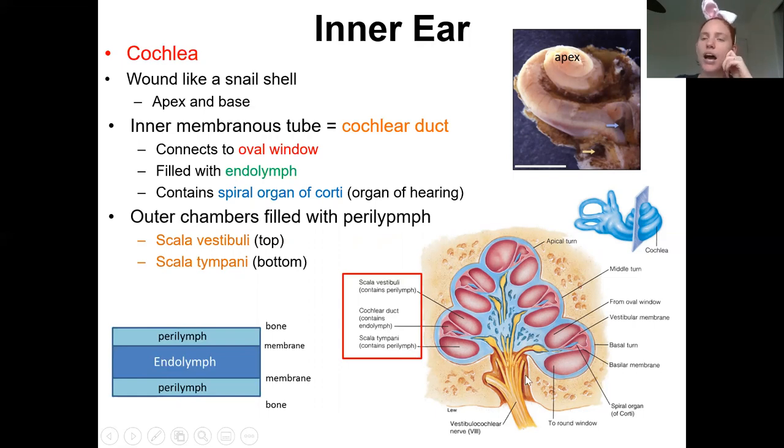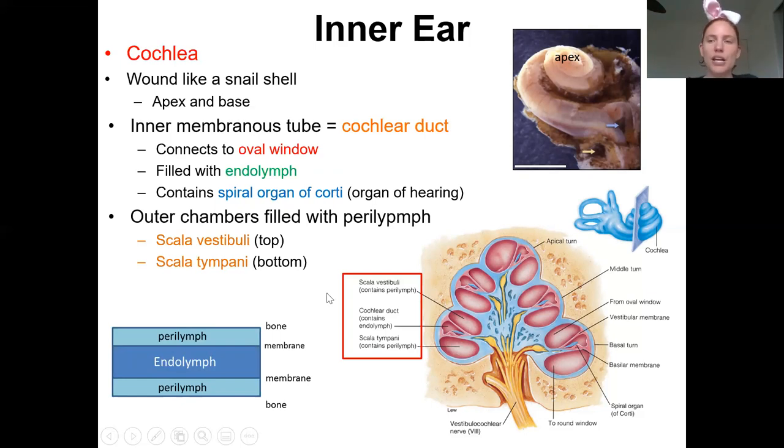So anytime you have any organ, so hearts, lungs, cochlea, anytime you have a flat side and a pointy side, the pointy side is going to be called the apex and the flat side is going to be called the base. Okay, so the apex just refers to the top of the pyramid as it spirals upwards.